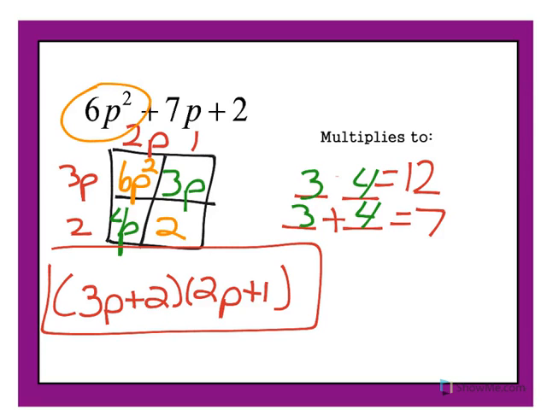Remember, first term went in the first box, last term went in the last box, and the way I found my two green terms is I needed to find two numbers that multiplied to a times c, which is 12, that added to b, which is 7. That's 3 and 4. So in green, I wrote my 3p and my 4p. Doesn't matter which one you put which. You could put them in either order. You will still find the same greatest common factors. And then I looked at both rows and both columns to find the common factors in red.